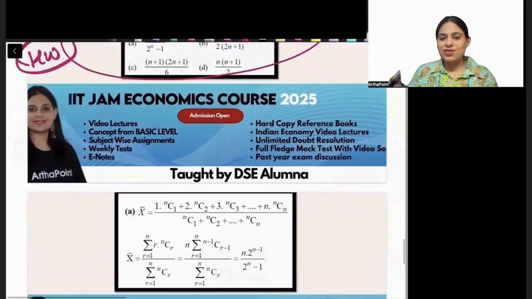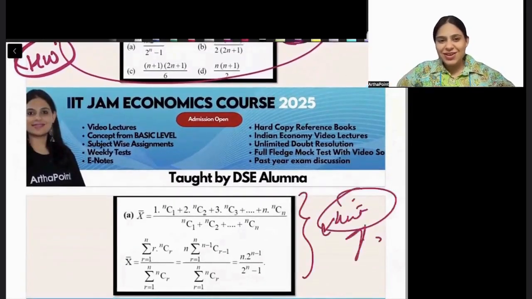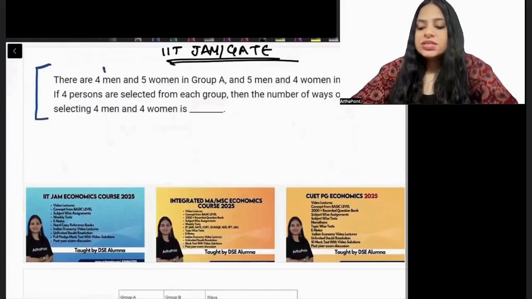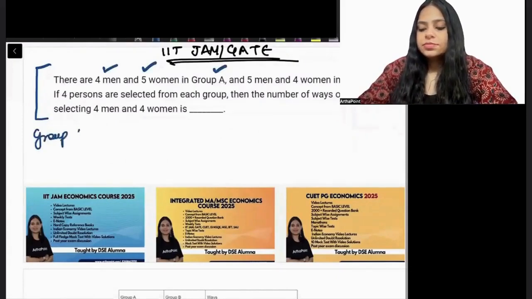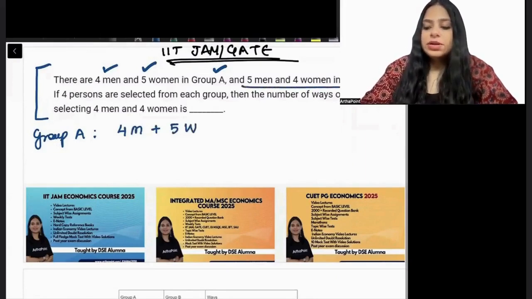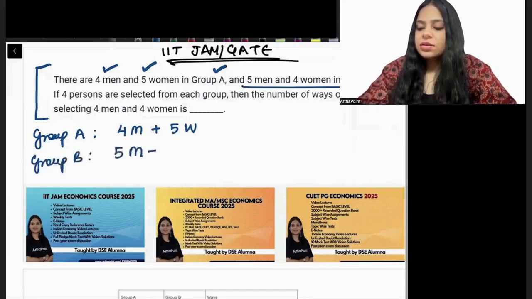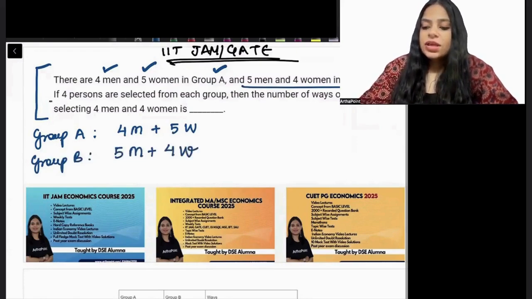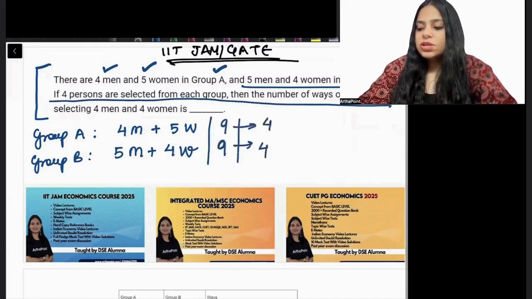Just before I go, a hint towards your answer. A hint towards the homework question. Okay, thank you. It says there are 4 men and 5 women in group A. So group A has 4 men and 5 women. And 5 men and 4 women in group B. So group B has 5 men and 4 women. If 4 persons are selected from each group, so there are 9 people here and 9 people here, and I am selecting 4 from each group.